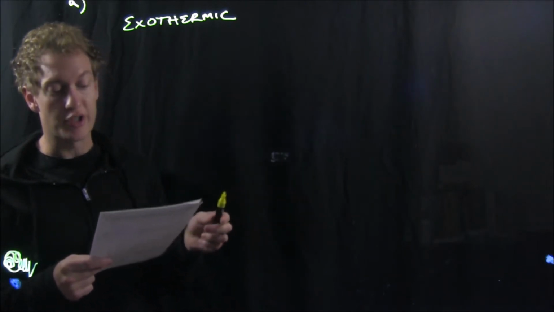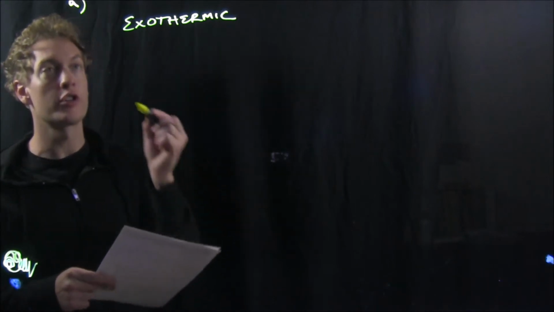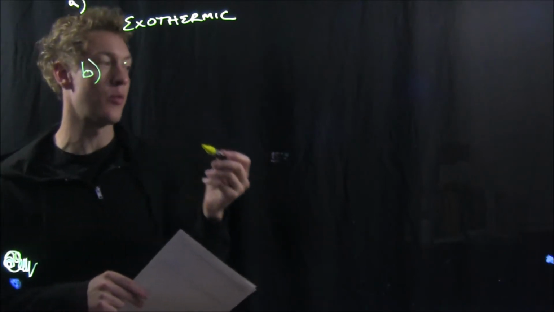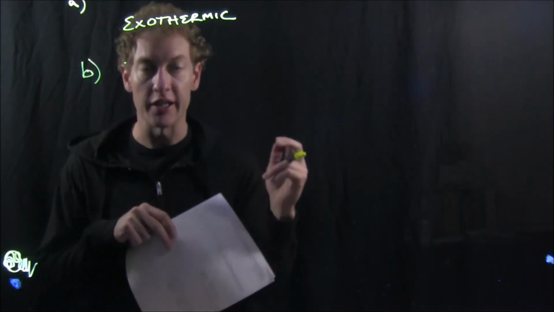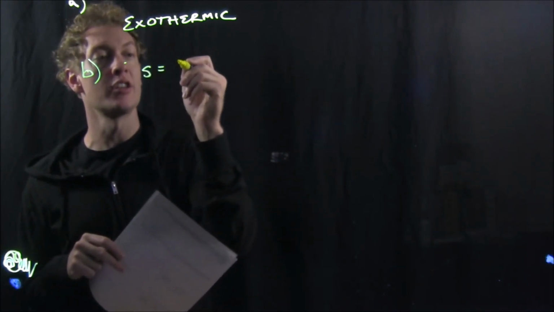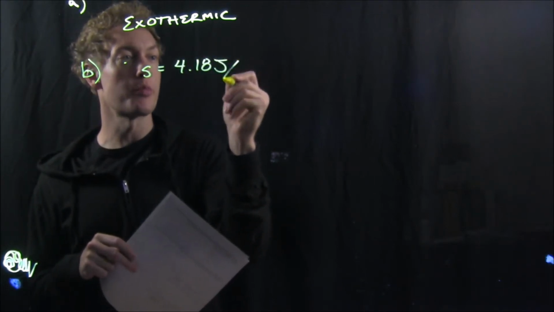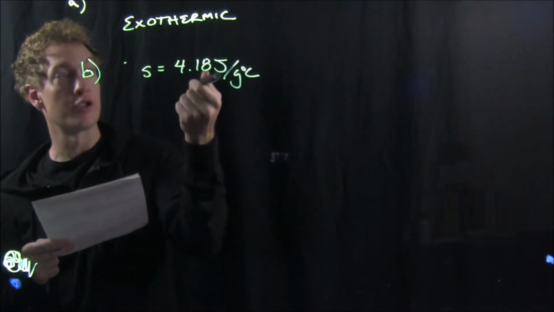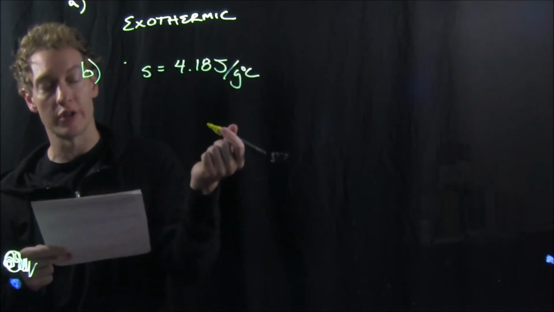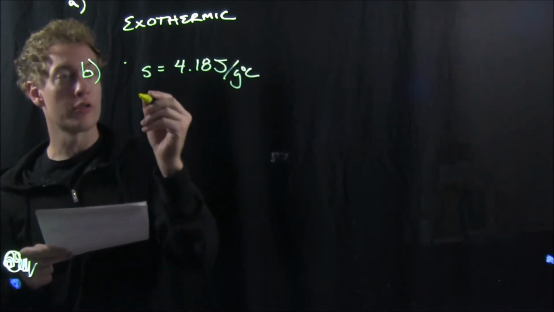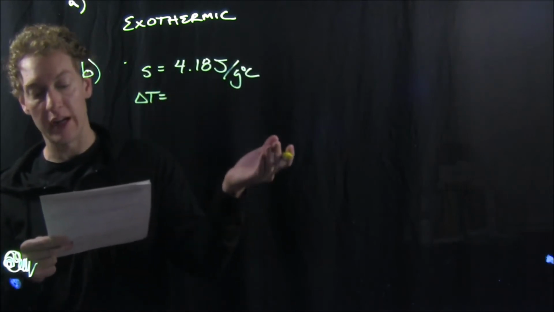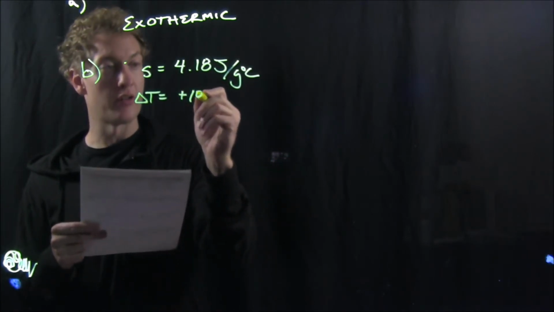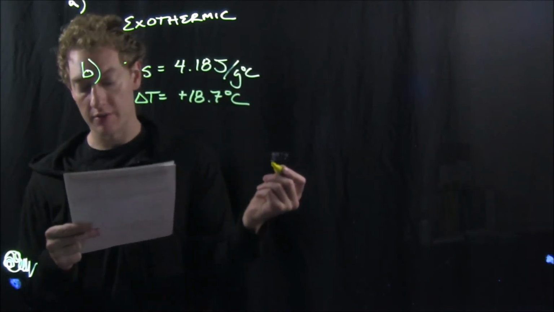Then B, it wants to know what is the energy change of the water during this process? To find the energy absorbed by the water, I know how energy absorbing water is. That's called specific heat capacity, 4.18 joules per gram degree Celsius. To find joules, I also need to know grams and degrees Celsius. The change in temperature for the water, it rose from 19.8 up to 38.5. So that is a positive increase of 18.7 degrees Celsius.